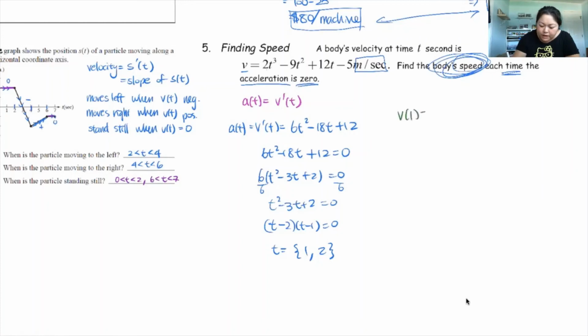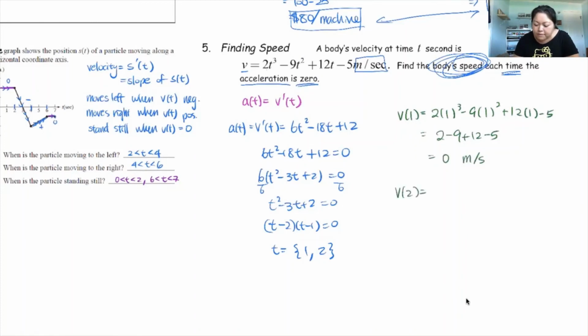So v of 1 is going to be 2 times 1 cubed minus 9 times 1 squared plus 12 times 1 minus 5. That gives me 2 minus 9 plus 12 minus 5. Okay, that gives me 0. 0 meters per second. That's the velocity, right? It's not moving at all. Okay, that's fine. How about v of 2?